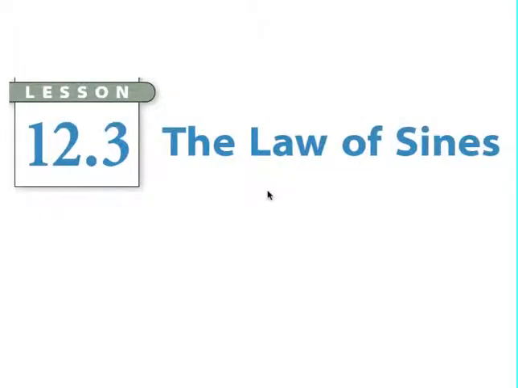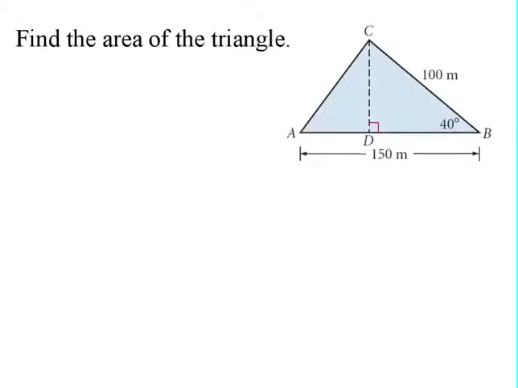A right triangle. So remember we used sine, cosine, and tangent when we had right triangles? Well, now we're going to look at what happens if you don't have a right triangle. How do you solve it? One way that we can solve it is to use what is known as the law of sines. First of all, let's go ahead and look at the following problem.